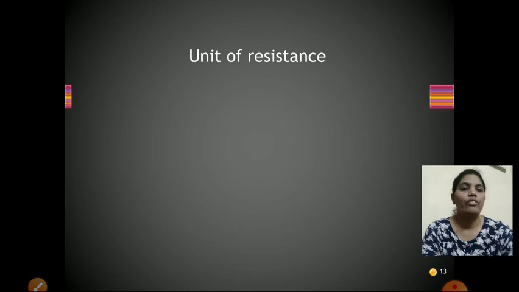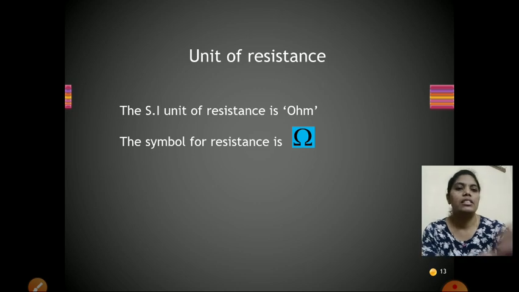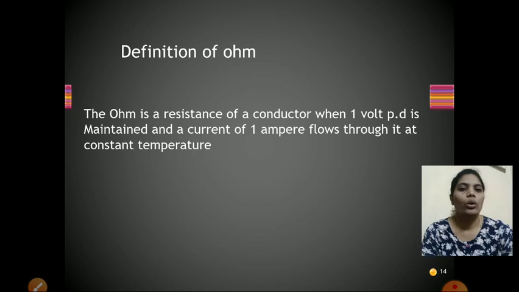Now what is the unit of resistance? The unit of resistance is ohm. The symbol for resistance is ohm. Now what is ohm? The ohm is the resistance of a conductor when a 1 volt potential difference is maintained and a current of 1 ampere flows through the conductor at constant temperature.